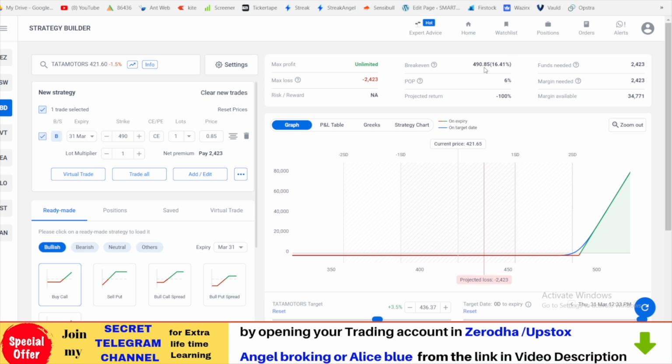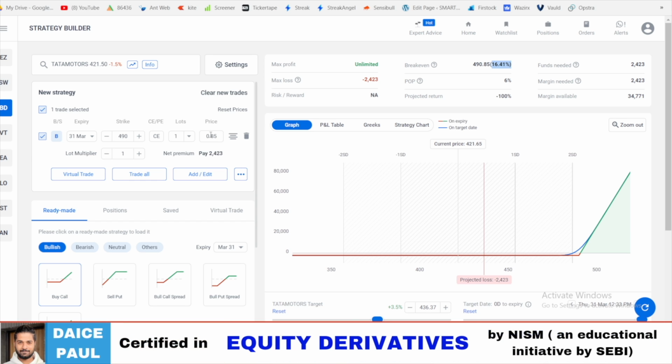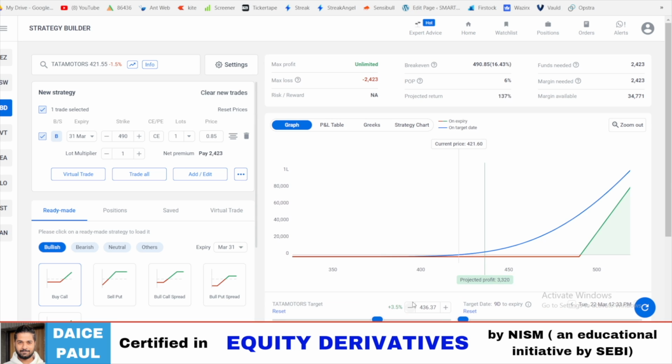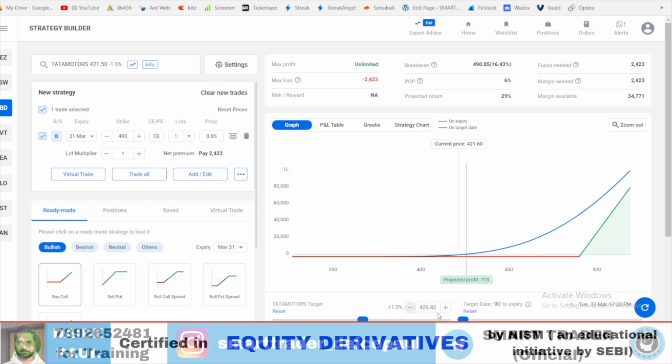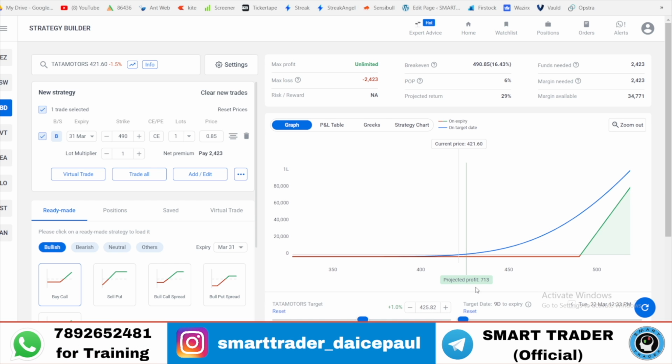But look at the break even point. Break even point is 16% away from you, because you are betting that it will close above 490 plus premium. Premium is reduced, the loss is reduced, but the break even is 490. Okay, so this is how it looks. And no matter how much it moves on the same day, the profit also is going to reduce.